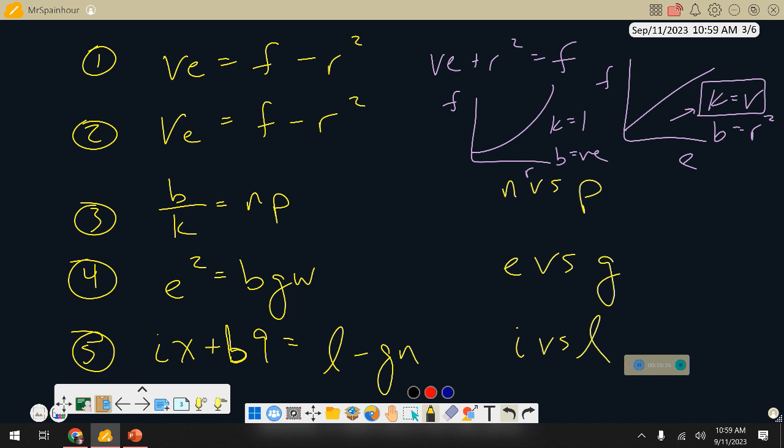So again, I wanted to highlight the fact that on this right side, the k value is in fact slope because it is a line. On the left side, this k value has other meanings that we'll get into a little bit later, but is not the slope because that is not a line. All right, next, n versus p here. We'll cover this tomorrow.